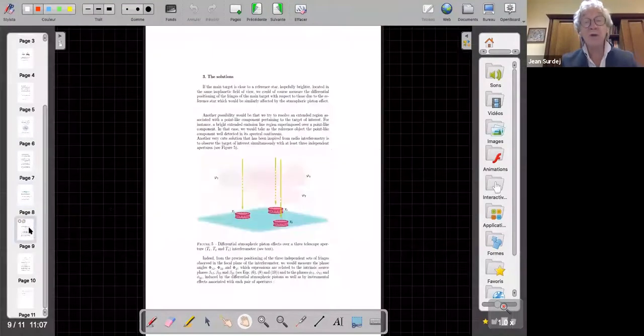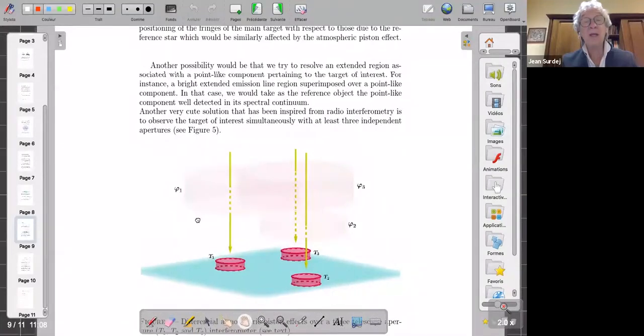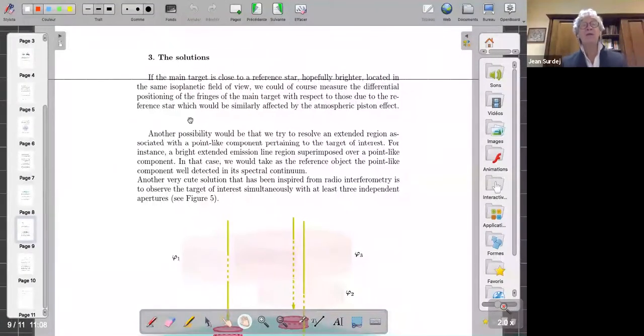So, fortunately, there are solutions, and I will come to this aspect now. First of all, if the main target is close to a reference star, and hopefully brighter than the star of interest, then it's possible to follow the motions of the reference star and of your target of interest. And then it's easy to correct for the atmospheric piston.